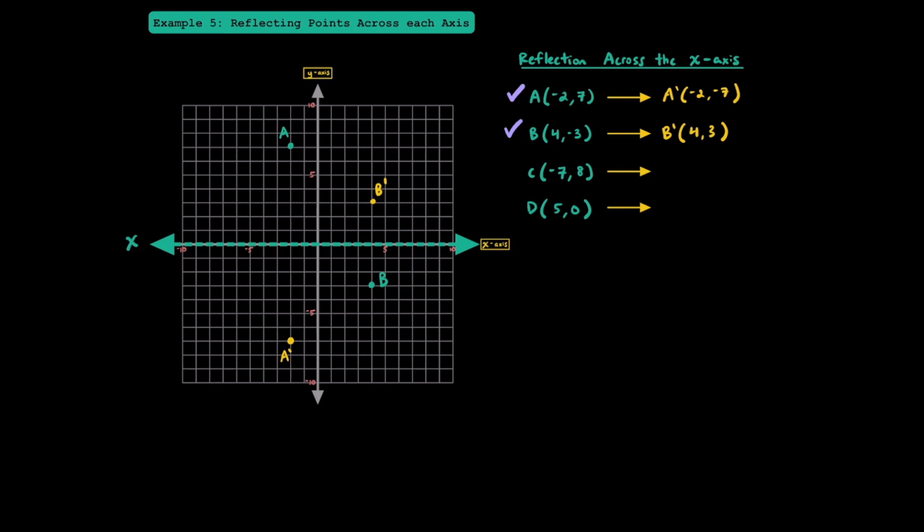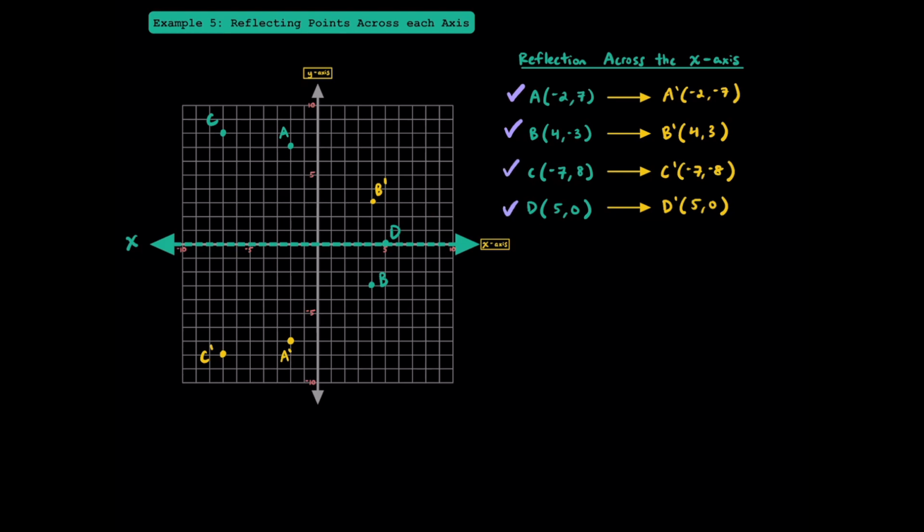Now pause the video and see if you can find the reflection of C and D across the x-axis. Reflecting point C across the x-axis, we can see that it's going to be 8 units below the x-axis. The location of C prime is going to be negative 7, negative 8. And reflecting point D across the x-axis, D prime is going to be located at 5, 0. Since point D is on the x-axis, if you flip it or reflect it across it, it's in the same location. Hopefully C and D both make sense to you.